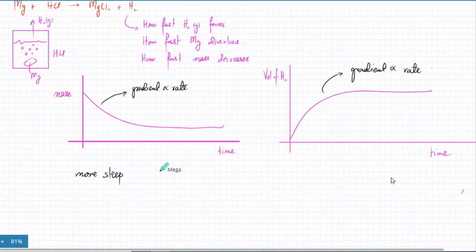So if it's more steep and you've got a bigger gradient, then that means you have a faster reaction at your hand. So this one is going to be.